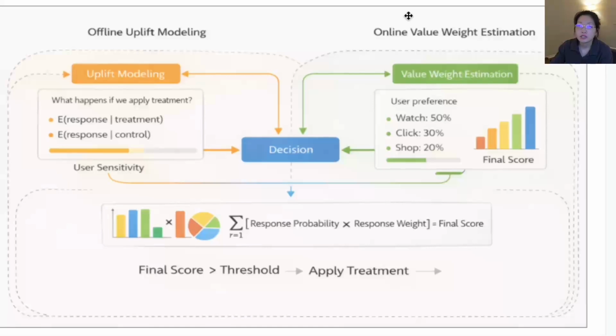For the online component, the model estimates the user's value weight, in other words, the user's preferred response. For example, of all the positive responses, usually the user will do like 50% watch, 30% click, and 20% shop. So with the offline part, we get the user's sensitivity to the treatment. With the online part, we get the user's preferred response. Together, we calculate a weighted sum that gives a final score that summarizes the reward of this treatment to this user. If this final score is greater than a certain threshold, we apply the treatment.